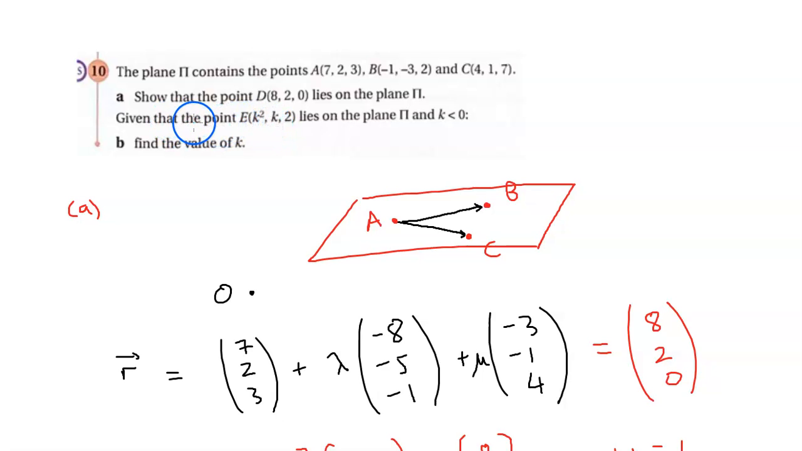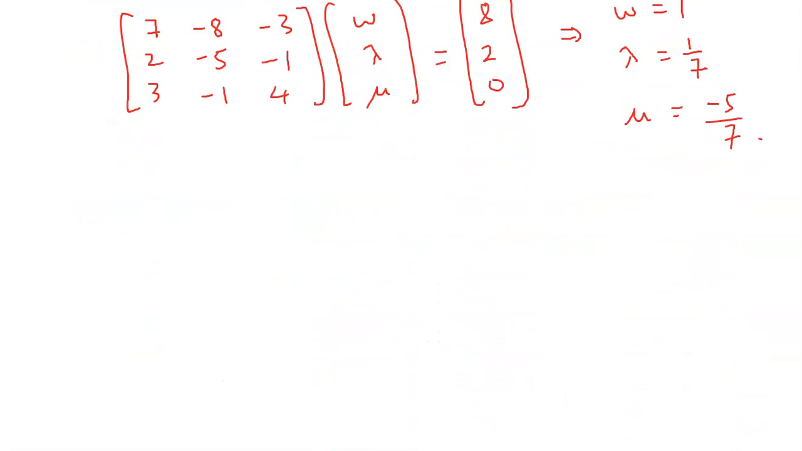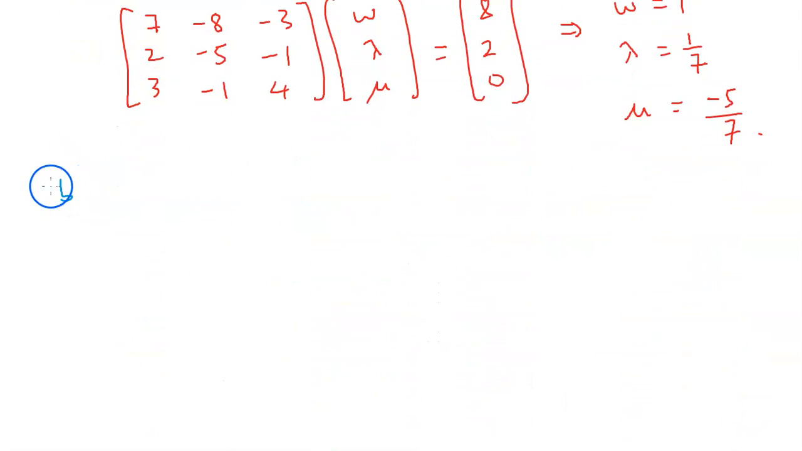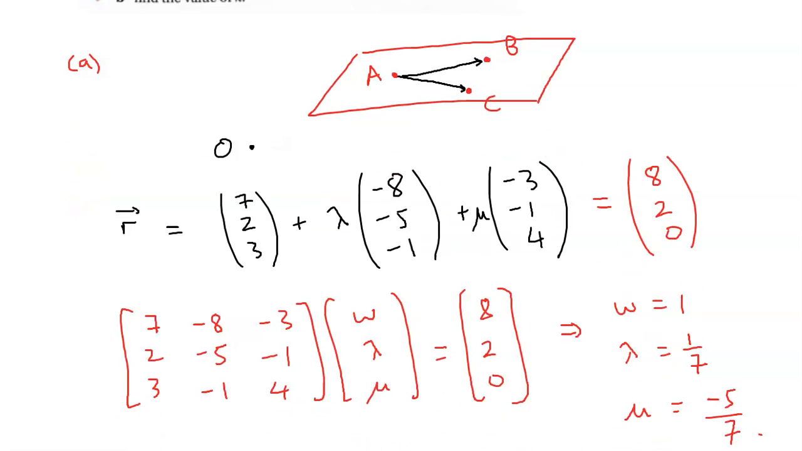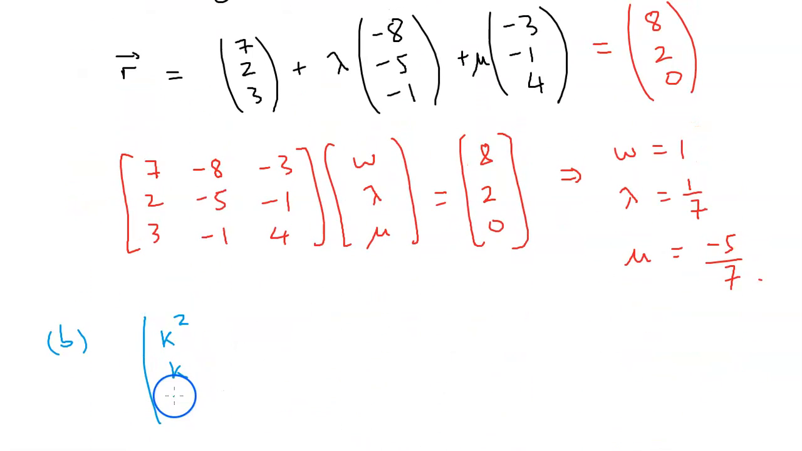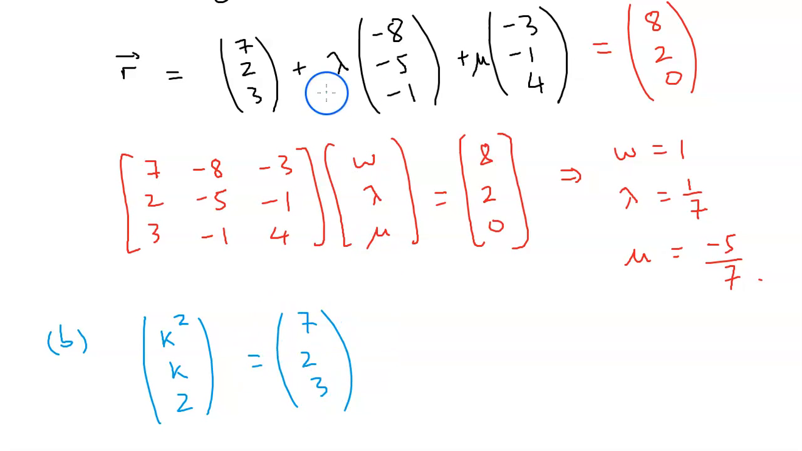For the next part of the question, we're told also that (k squared, k, 2) lies on the plane, and that k is less than 0. Find the value of k. So (k squared, k, 2) is on this plane, which means there are values of lambda and mu to make this equation true.